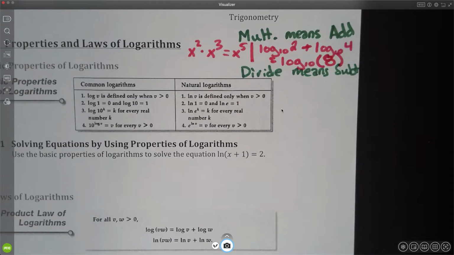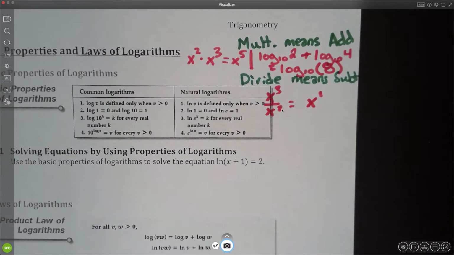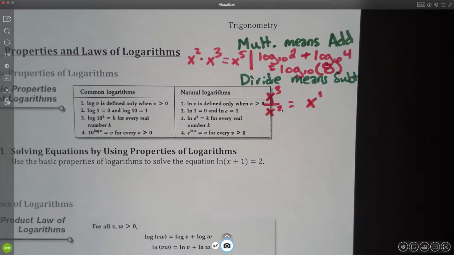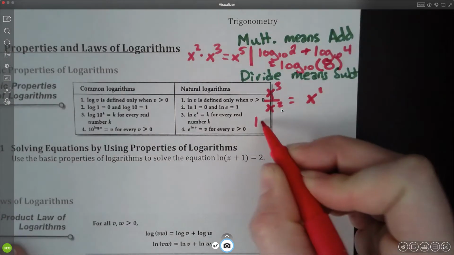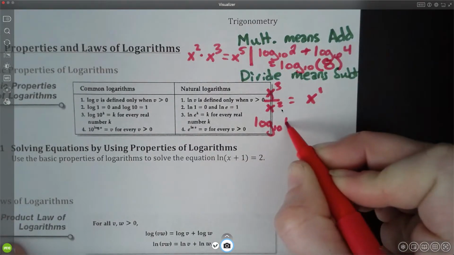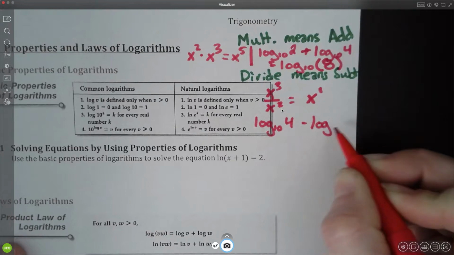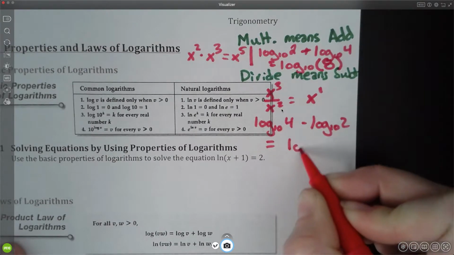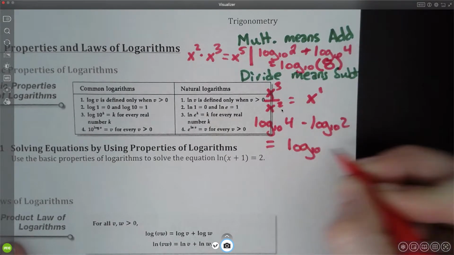Yes, we're going to talk about that. Okay. So, divide means subtract. So, x to the third divided by x. Divide means subtract. So, let's say I have log base 10 of 4 minus log base 10 of 2. And I combine those. That is log base 10 of 4 divided by 2.